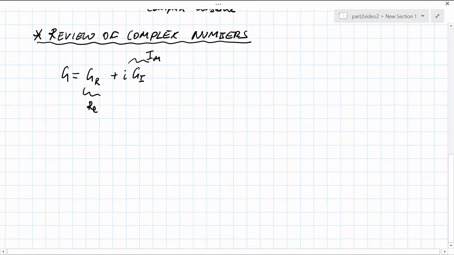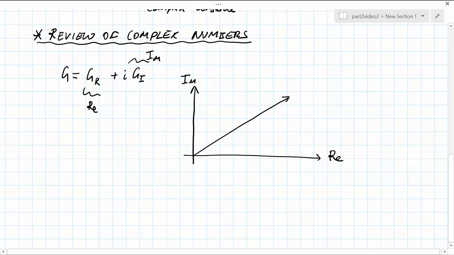Geometrically, we can plot this on the imaginary and real axes, where the x-axis is the real axis and the y-axis is the imaginary axis. We plot g as a vector which has a magnitude of g bar, and an inclination of theta.